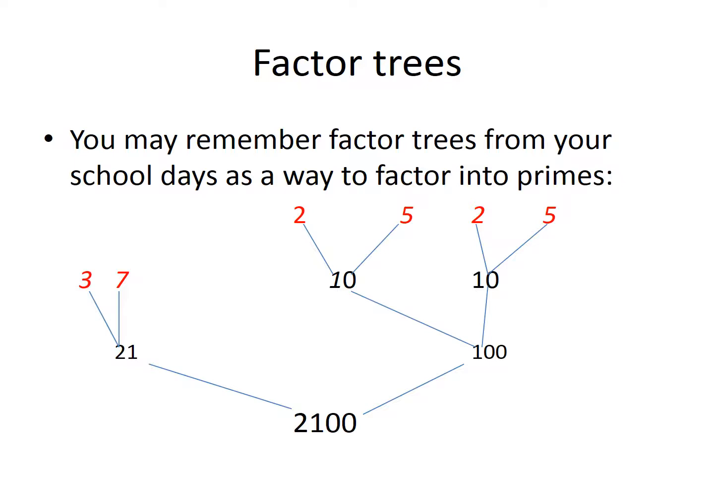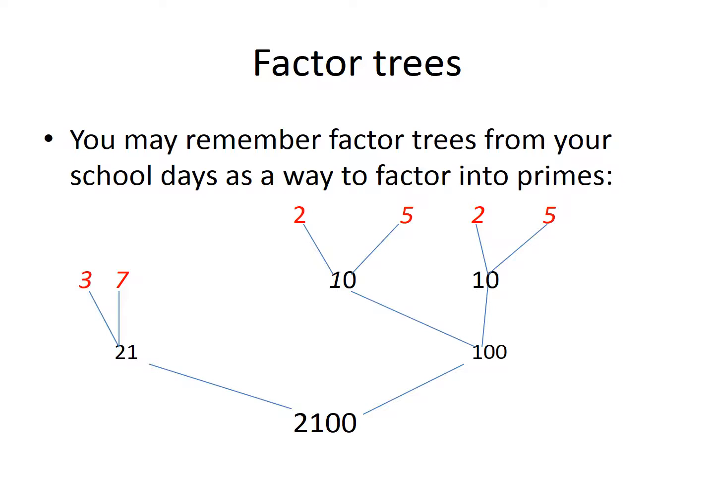And then I do the same thing with the 100. I could do 25 times 4. I could do 2 times 50, whatever way you like. I split it into 10 times 10. And then each 10 I can write as a product of 2 times 5, and both the 2 and the 5 are primes, so I made them red, or on my paper I would circle them. I think of those as being the fruit of my factor trees.